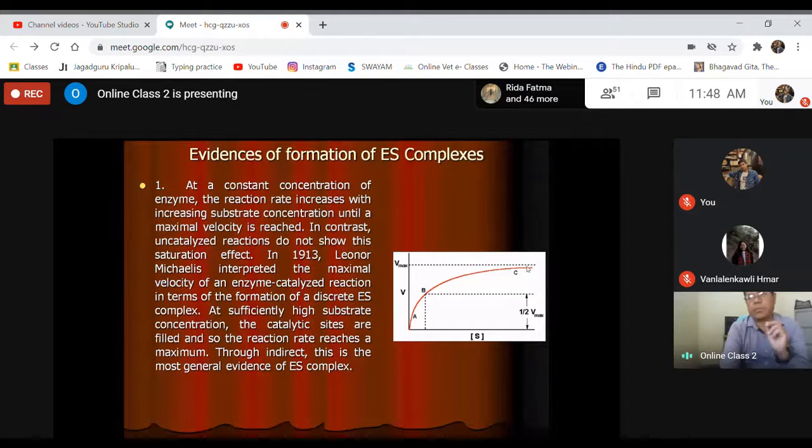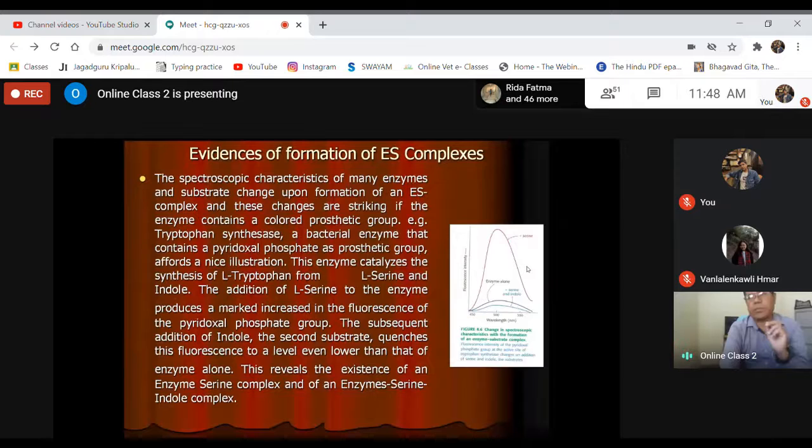The second evidence for the formation of the enzyme substrate complex comes from the spectroscopic characteristics. Many enzymes contain groups which we call the prosthetic group.